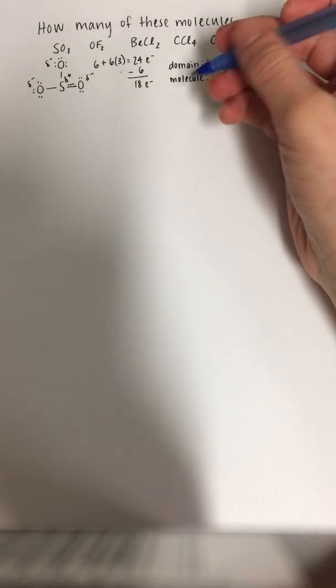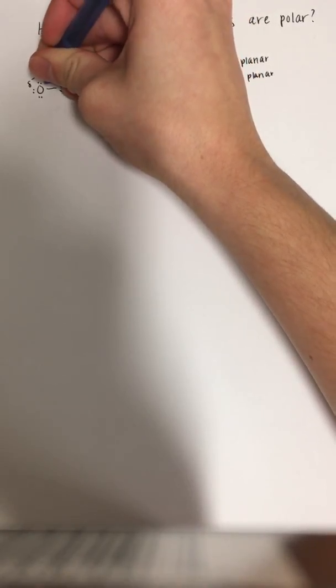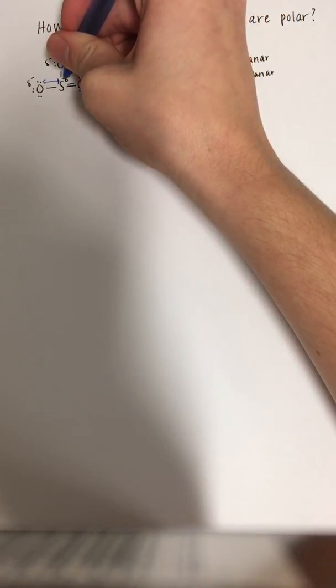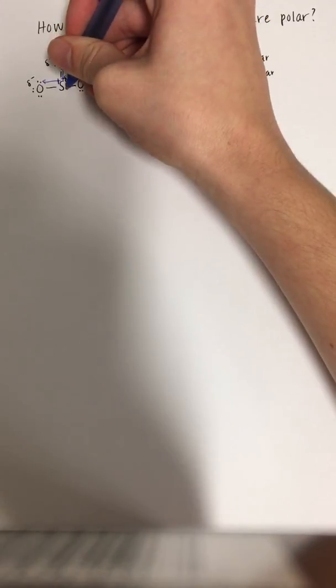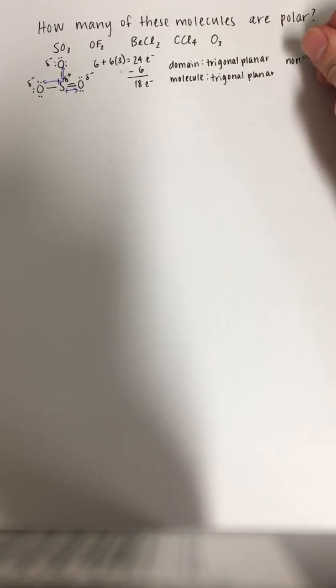So to draw the bond dipoles, we're going to start from the less electronegative atom and go outwards towards the more electronegative atom. So each one of these is going to be equal, and it's going to start at the sulfur and extend out to the oxygen. So we know that each of these bond dipoles are equal, and because the molecule is trigonal planar, all the domains are equal, which means that all 3 of these bond dipoles are going to cancel out, which is going to give us a non-polar molecule.